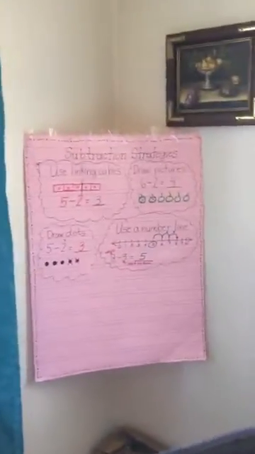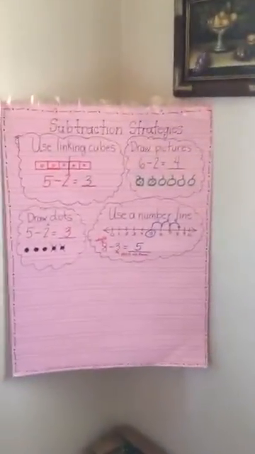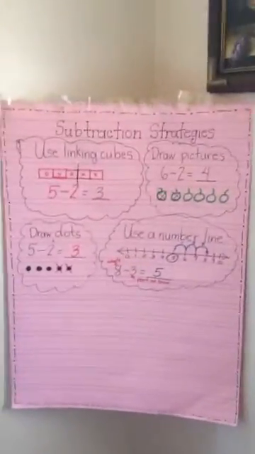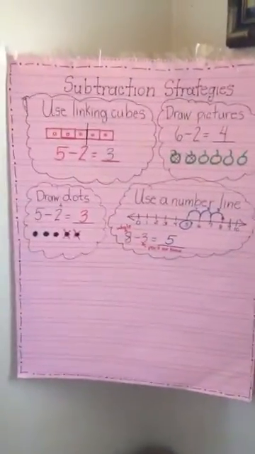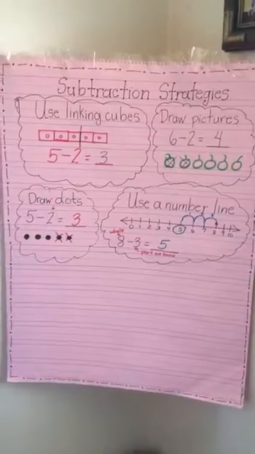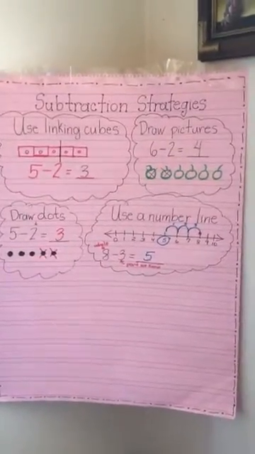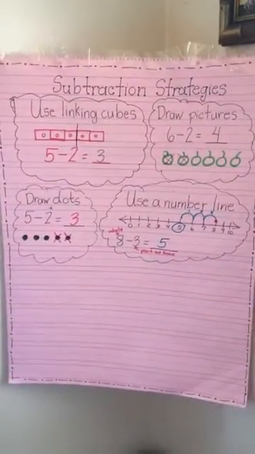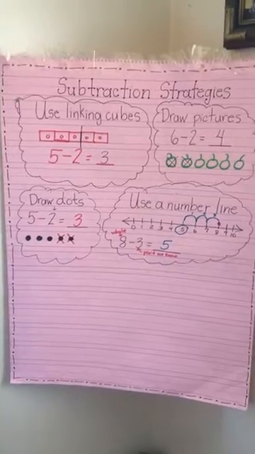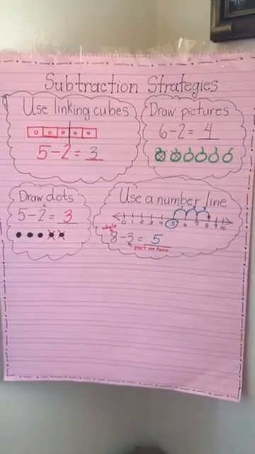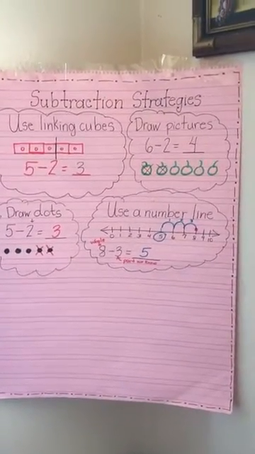Awesome. So now we're going to move on and we're going to look at our subtraction strategies. Some of the strategies that you can use to subtract. It's not all of them, but today we're going to use linking cubes. We're going to draw pictures. We're going to draw dots. And we're going to use a number line. I also have some other different things that we can use also. So let's go ahead and get started.